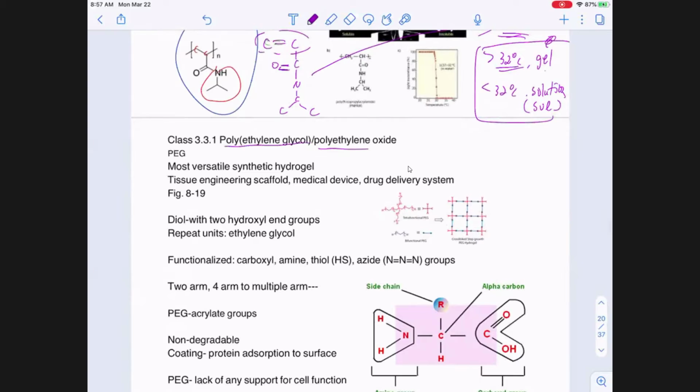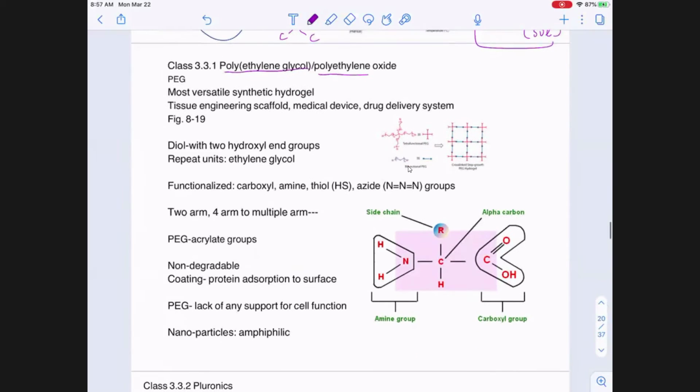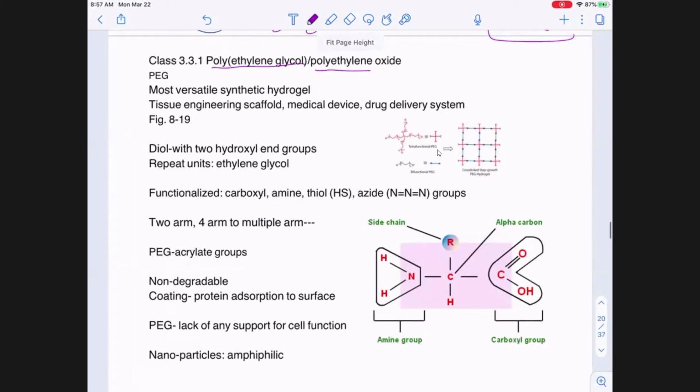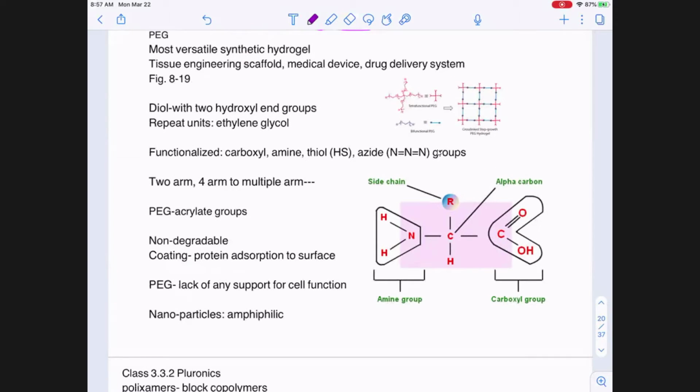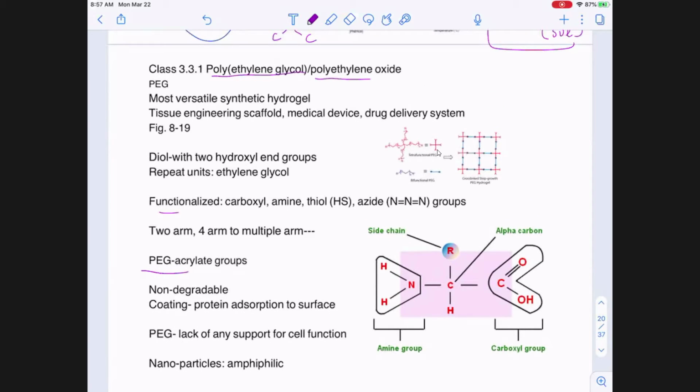And the PEG, polyethylene oxide, this one is PEG, right? You can see PEG, polyethylene glycol materials. Generally, it's this kind of structure. So we have 2 carbons, 1 oxygen, so the PEG. And the material is very popular, one of the most versatile, with a lot of potential for this synthetic material, PEG hydrogel.